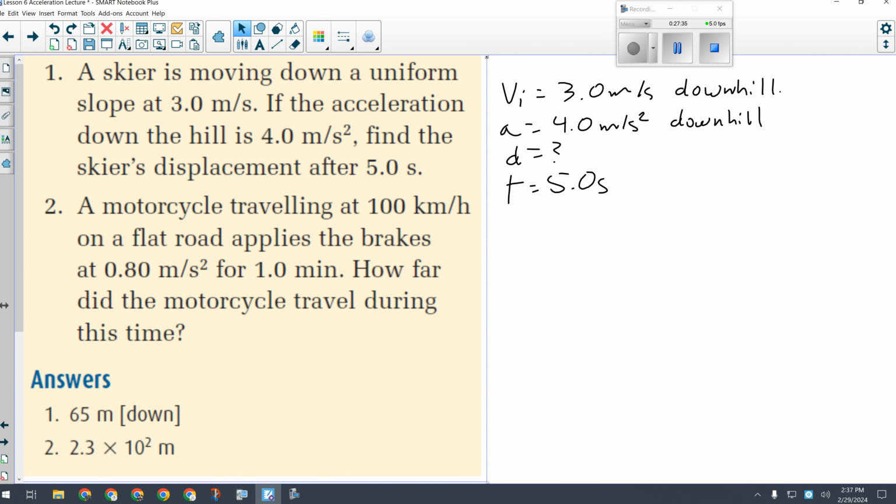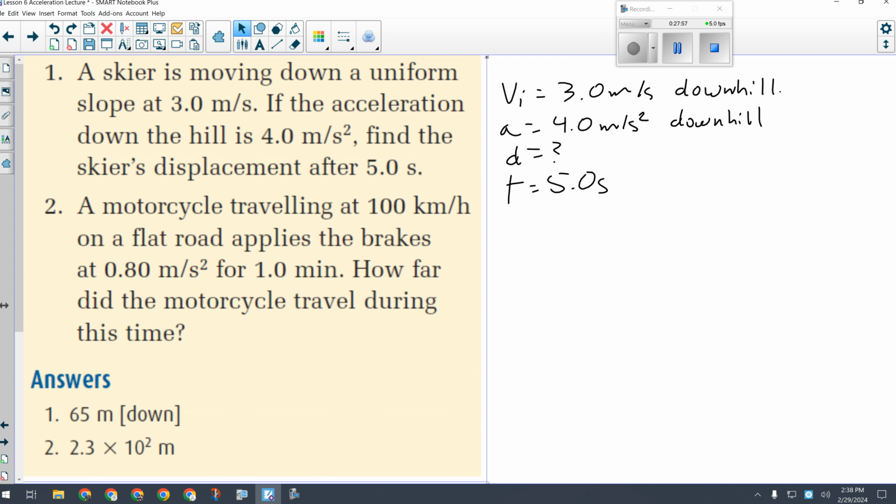Now, I have downhill in here, and I had a good question. Someone asked, do I need to make that negative? And the answer is no. Downhill only needs to be negative if some other part of the question is uphill. If there's a change in direction, then you need to have positives and negatives. In this case, the person's only going downhill. Downhill can be positive.